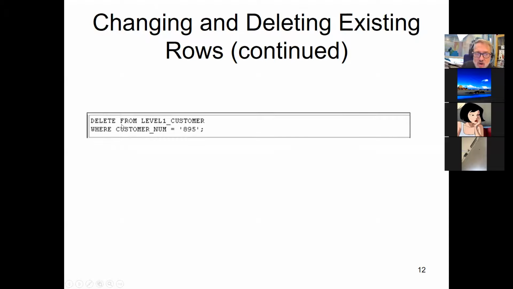So if you wanted to delete all the records from a table, you could just say delete from and then the table name and put a semicolon. That would delete all the records. But the table wouldn't be deleted. The table would still be there. It just wouldn't have any records in it.